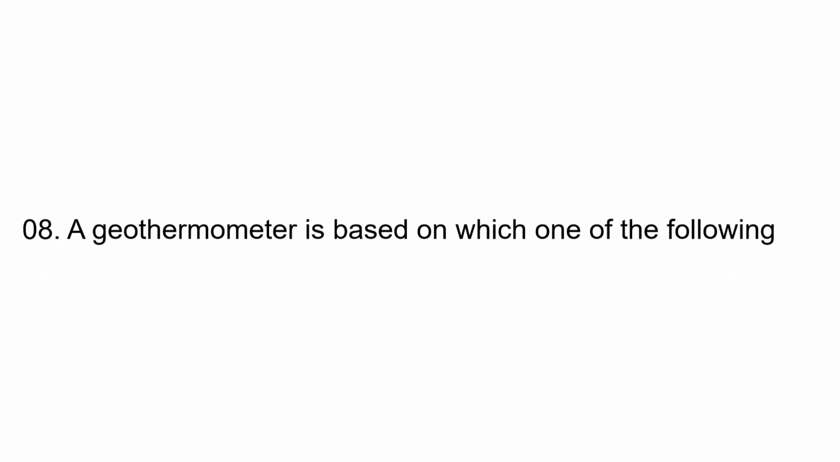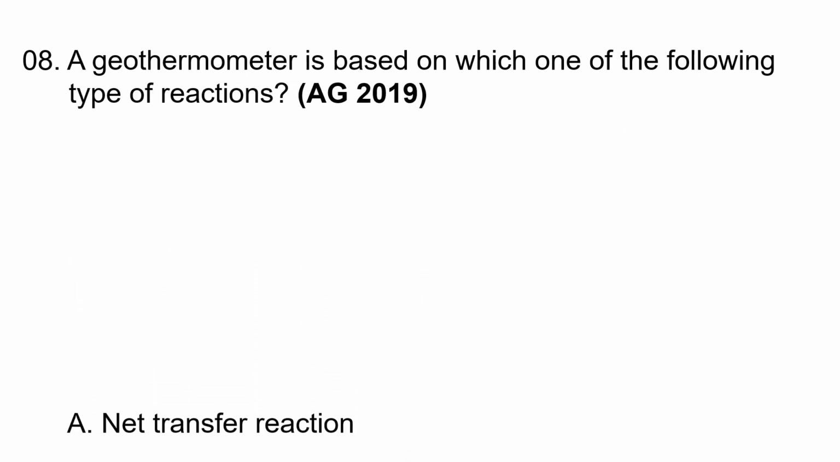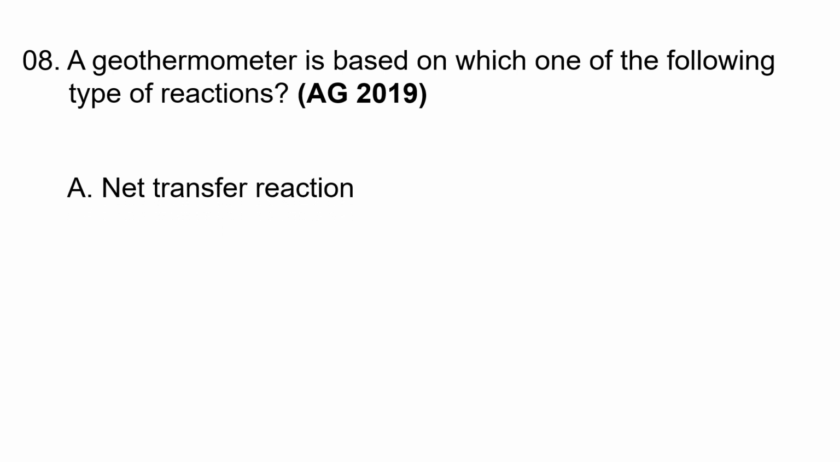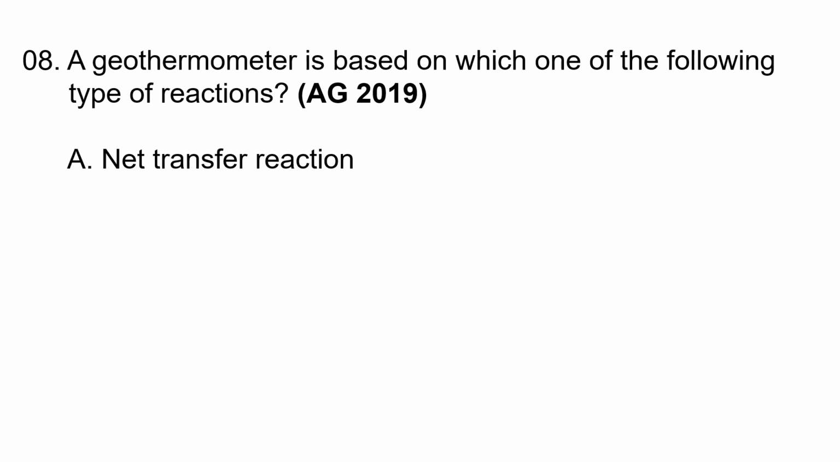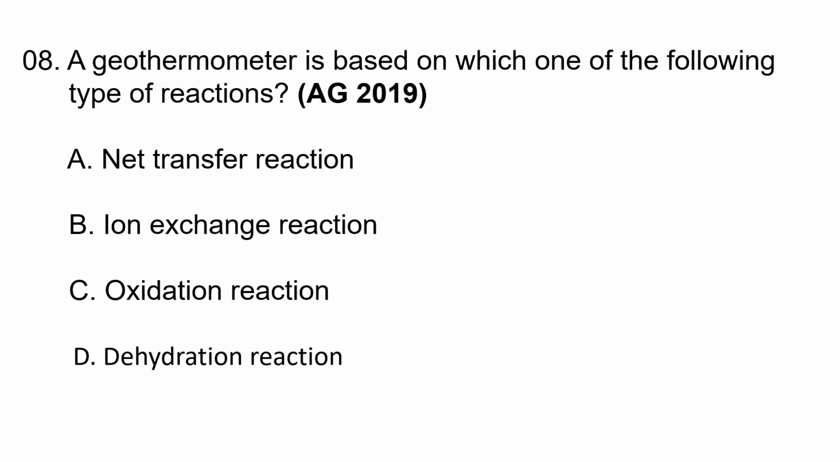Coming to the eighth question. A geothermometer is based on which one of the following types of reactions? Choices are A. Net transfer reaction, B. Ion exchange reaction, C. Oxidation reaction, D. Dehydration reaction. The correct answer is B. Ion exchange reaction. So geothermometer is based on ion exchange reaction.